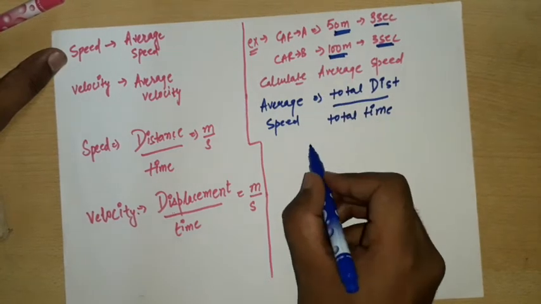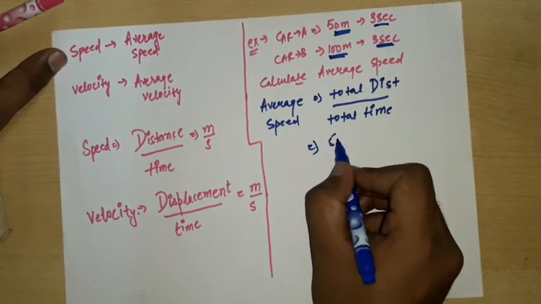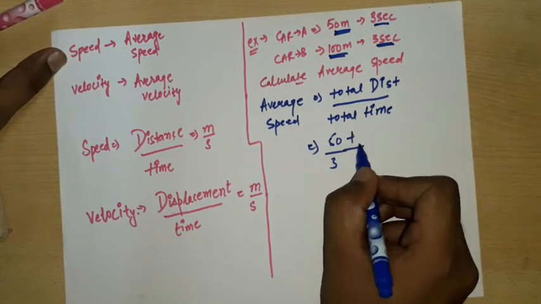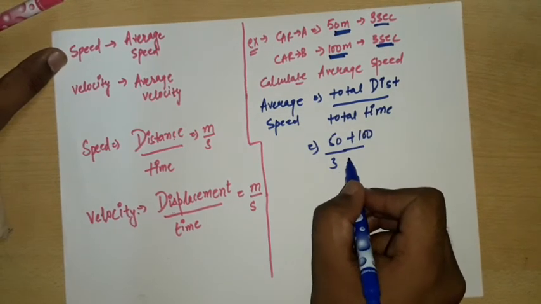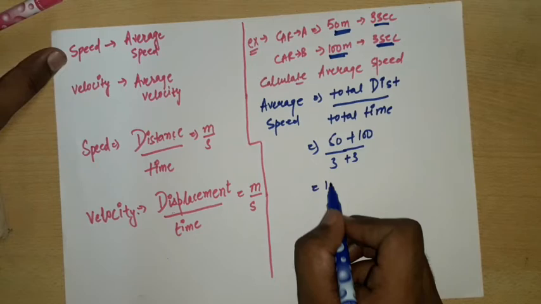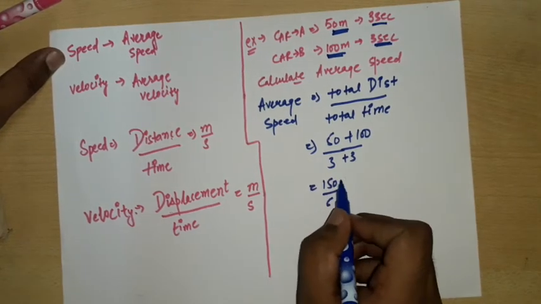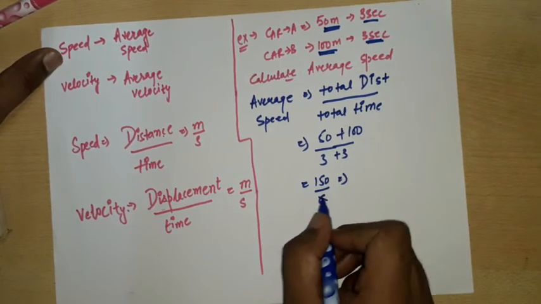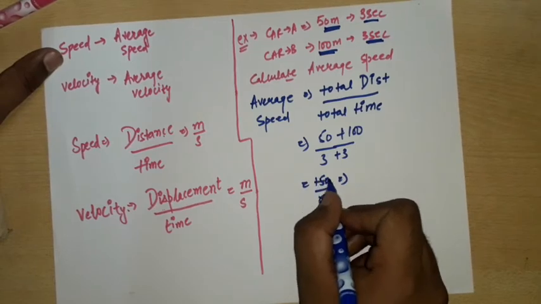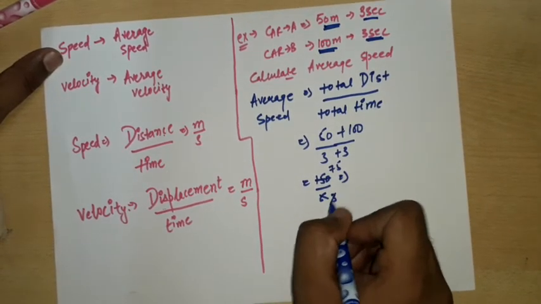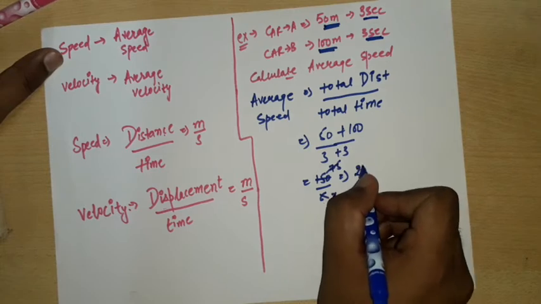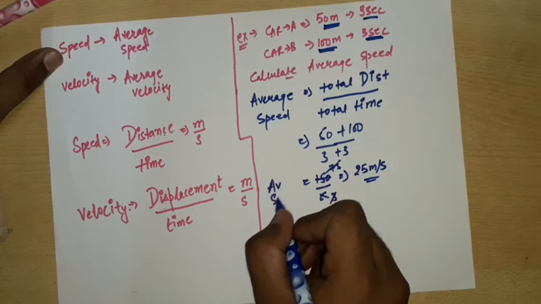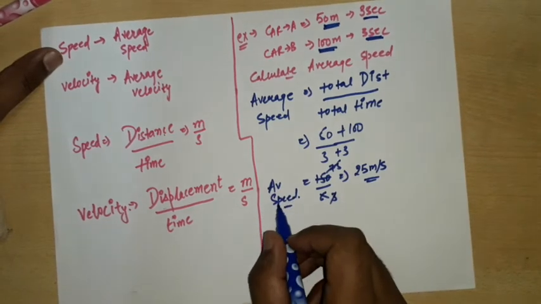So here we can see that the distance is 50 meters and the time is 3 seconds in the first case, and in the second case it is 100 meters and the time is again 3 seconds. The total distance is 150 divided by 6. We can cancel it out, and the answer will be 25 meters per second. So hence we are able to find out average speed, right? So this is the first question.